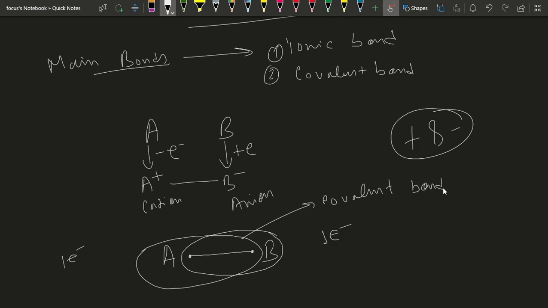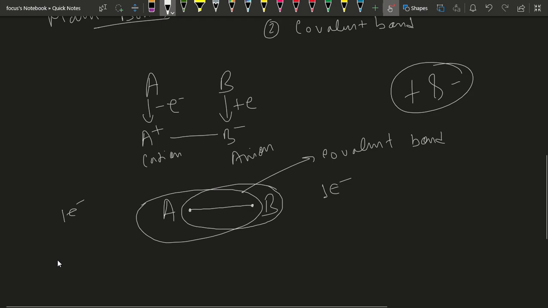And we all know that ionic bond is stronger than covalent bond because electrostatic force of attraction is associated with ionic bond. This is called covalent, this is called ionic. These are the two basic forms of chemical bond.